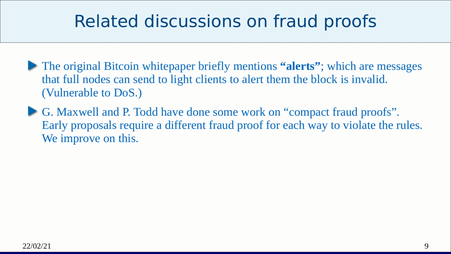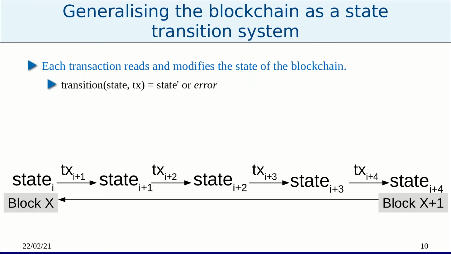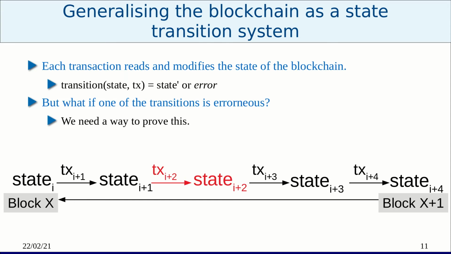And these early proposals require a different type of fraud proof for every single type of way that a transaction violates the rules. But we can improve on this by generalizing the blockchain as a state transition system, which is what blockchains like Ethereum already do. And so if we assume that there's a function called transition, which takes as input the state and a transaction and returns a new state, then you can basically imagine that every single transaction in the block modifies the state of the blockchain in some way. And basically we need to prove that if some transaction modifies the state in an incorrect way, then we have to prove this succinctly.